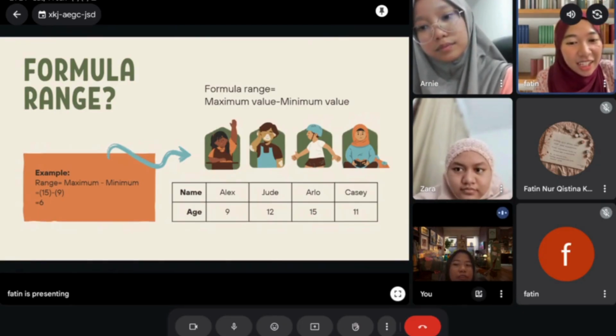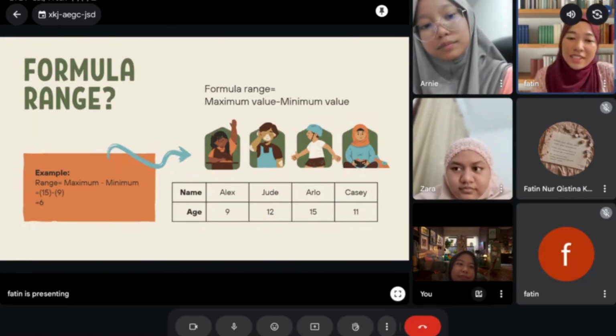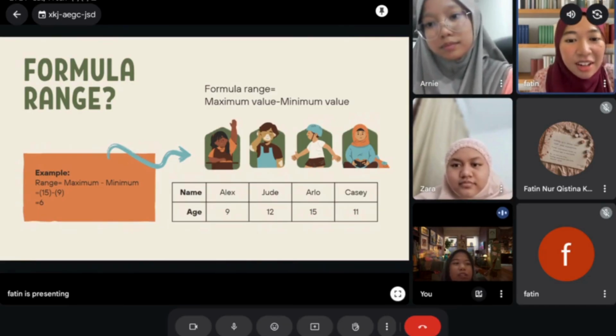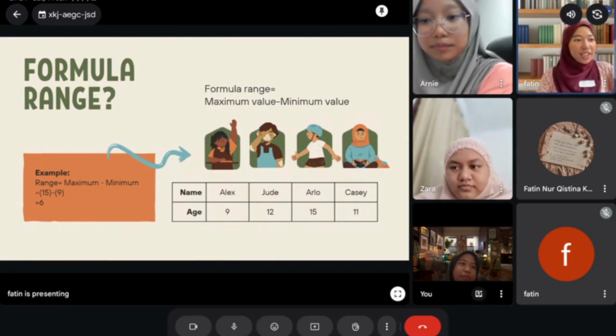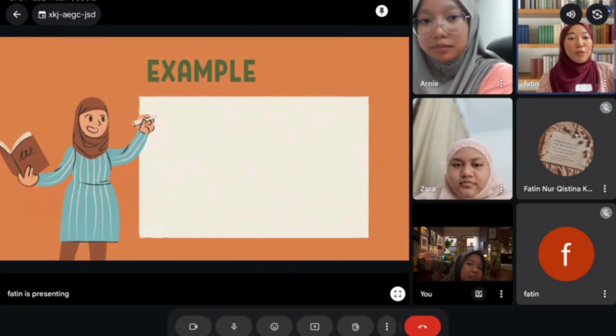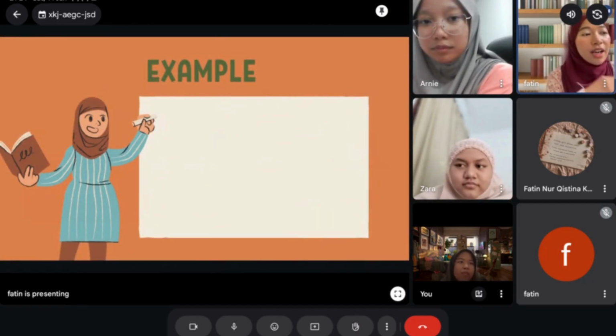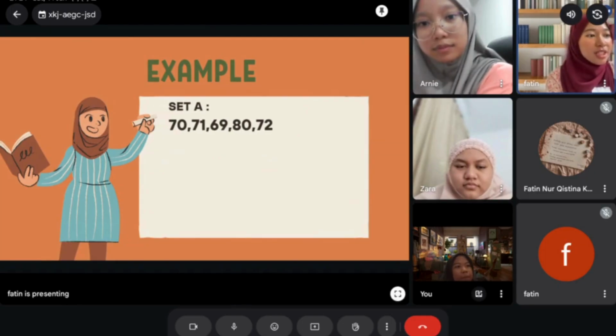The value of range for this set of data is 6. Okay, how did you get 6? So the formula of range is maximum value minus minimum value. So the maximum value is 15 and the minimum value is 9. So we subtract the values and the answer is 6. Okay, good, Fatin.